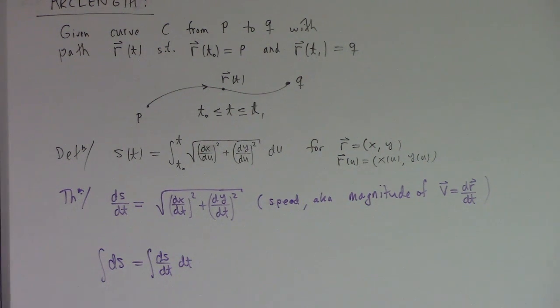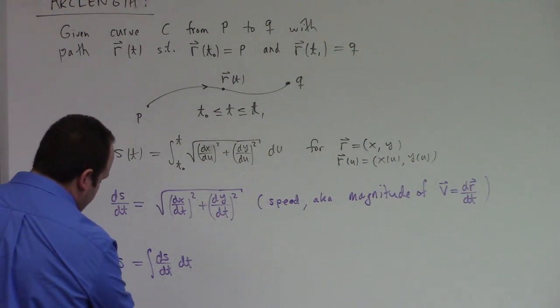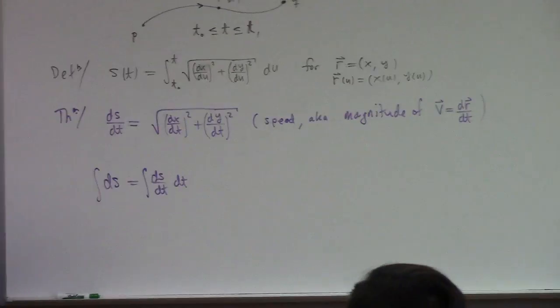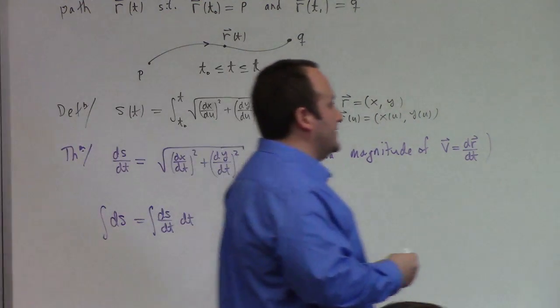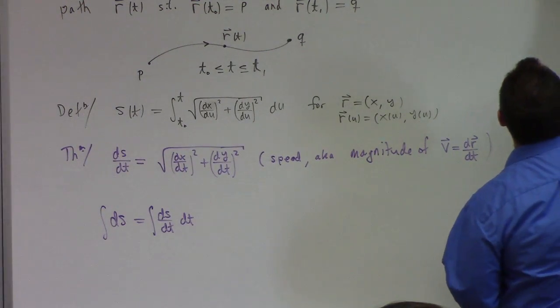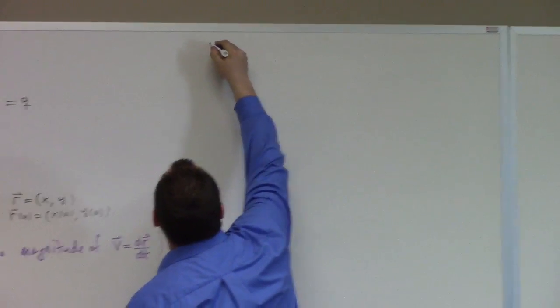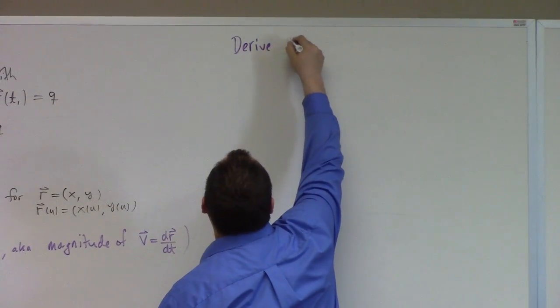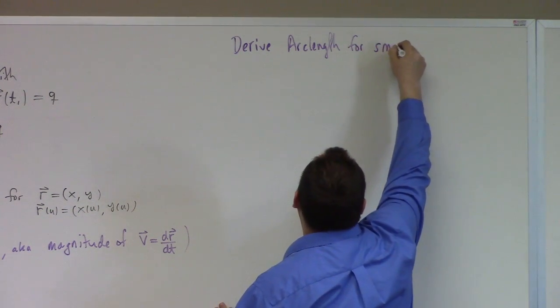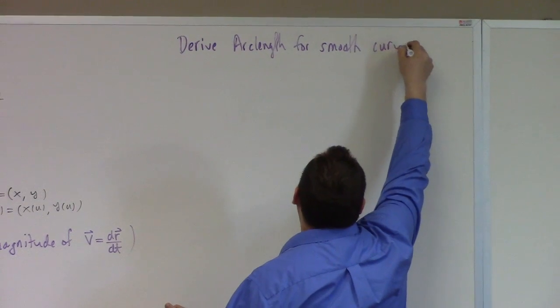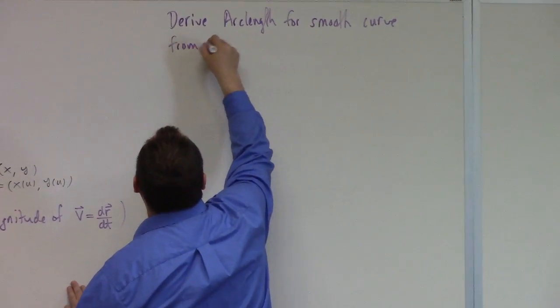Anyway, there is something that's missing from our discussion so far. I haven't really proved that this thing I'm calling arc length really is the arc length, right? And so there's something more basic we could do to try to understand this. It would be something along the following lines. So let's try to derive arc length for a smooth curve from a limiting process.